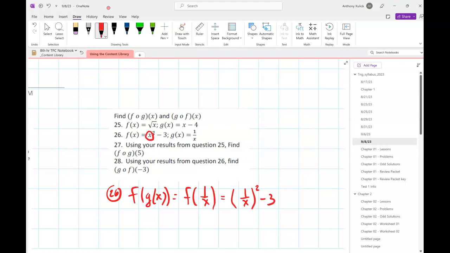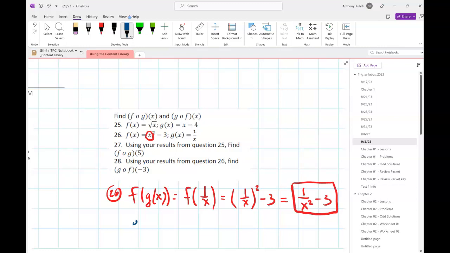So to square a fraction, I just square the numerator and square the denominator. So 1 squared is still just 1. x squared is x squared. And I'm not going to bother with a common denominator or anything there. That seems good enough. Feel okay with that, Hannah?